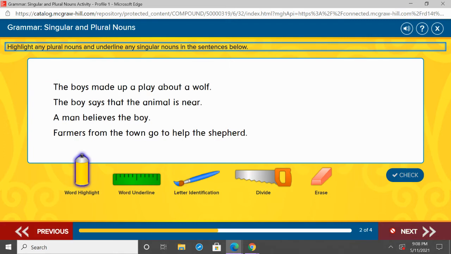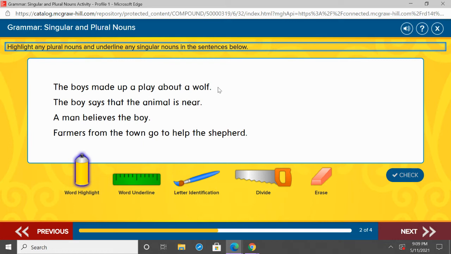So now that you guys were able to watch me do it, let's go ahead and do a little bit of practice. So this first sentence says, the boys made up a play about a wolf. I want you guys to get your pointer finger and point to the screen. Don't actually touch your screen, just get close to your screen with your finger and point to our nouns. What nouns do we have in this sentence? Person, place, or thing? So you should have pointed to boys, play, and wolf.